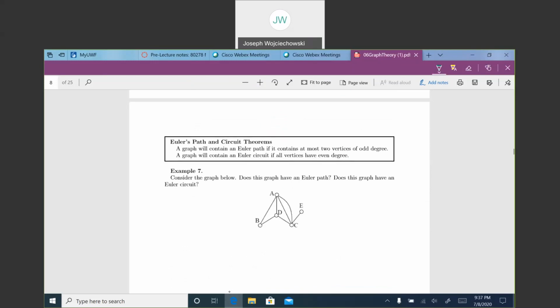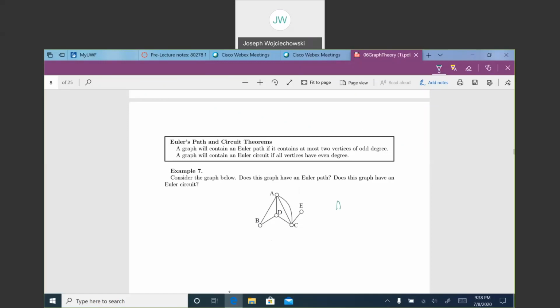Okay, next we have Euler path and circuit theorems. A graph will contain an Euler path if it consists of at most two vertices of odd degree. A graph will contain an Euler circuit if all vertices have even degree. So let's look at this. Consider the graph below. Does the graph have an Euler path or an Euler circuit?